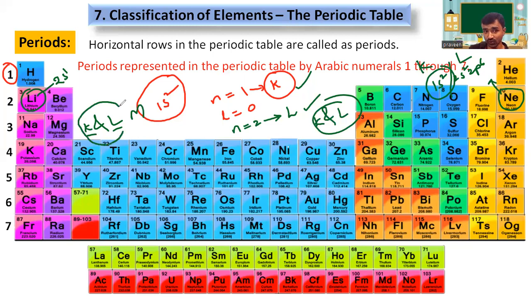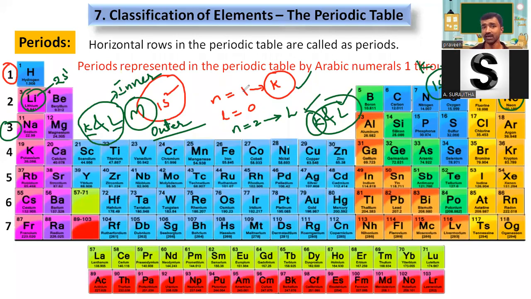Here these two, K and L, are called inner shells, and M is called the outer shell, right? So in the third period, 2 inner shells, 1 outer shell. Second period, 1 inner shell, 1 outer shell. First period, inner and outer are the same shell, K shell. Is it clear or any confusion?